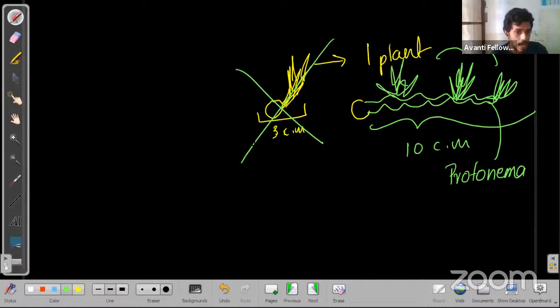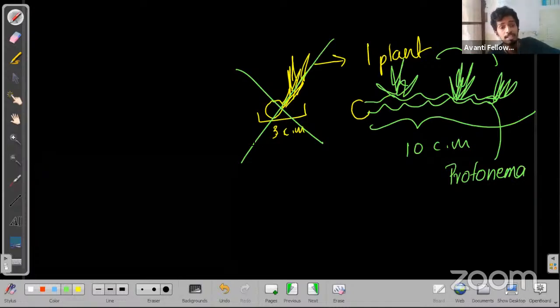Is the gametophyte always a new plant? Yes. Are bryophytes the only ones to have sporophyte and gametophyte? No, Mohan. All plants have sporophyte and gametophyte, but the duration of the gametophyte and sporophyte in different kinds will be different.